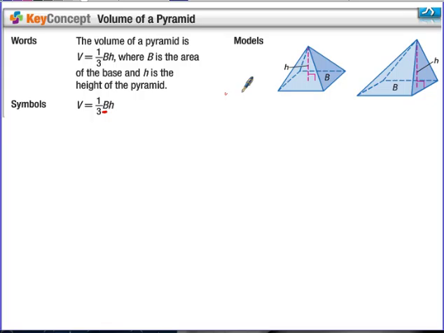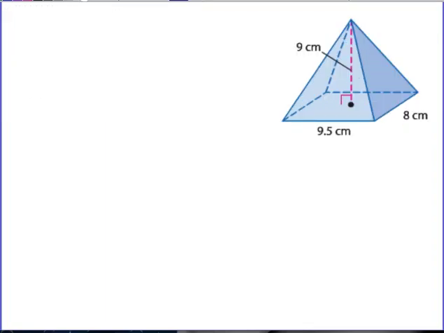It's 1/3 of the area of the base times the height, and that's true of any shape of pyramid, whether it's a square, rectangle, or octagon, whatever. Find the area of the base, multiply by the height, and then just divide it by 3. So we'll look at a couple of examples. Here is just a regular pyramid with a rectangular base.